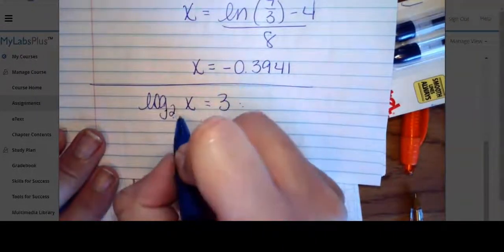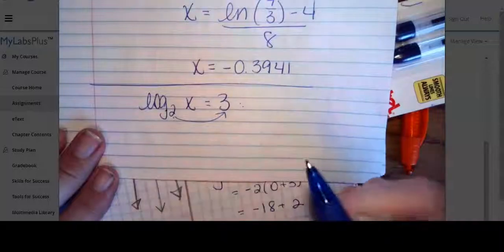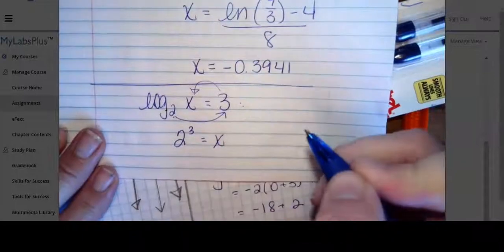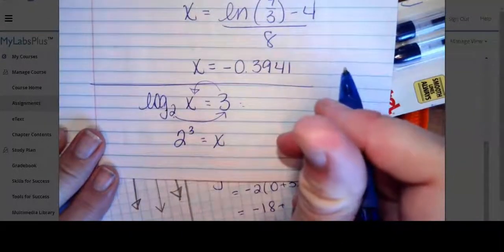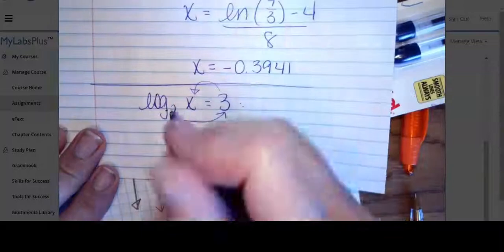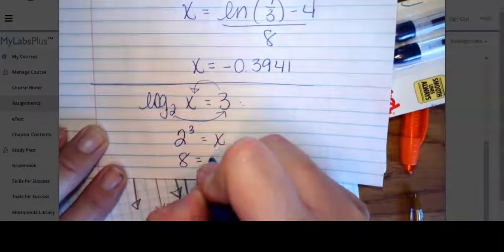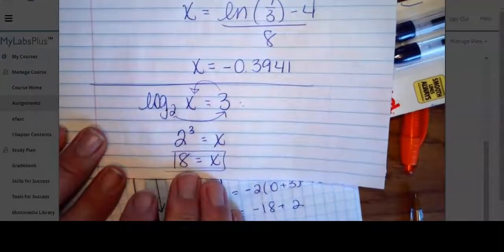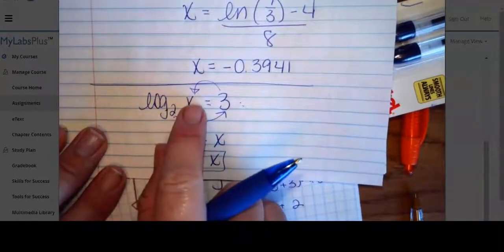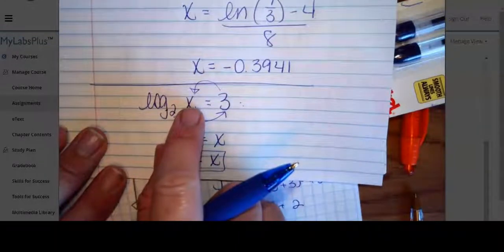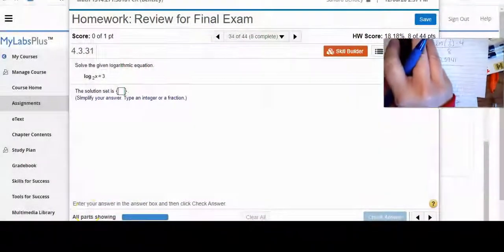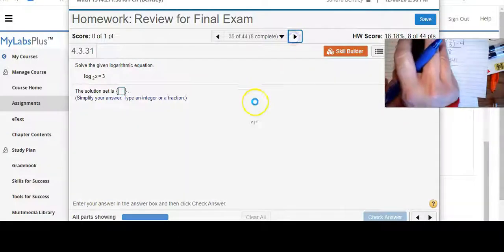So our strategy is to convert back to exponential. So this is your base. So 2 raised to the 3rd power equals x. Well, I happen to know what 2 to the 3rd is. 2 to the 3rd is 2 times 2 times 2, which is 8. Okay, so 8 equals x. You started in log world, so you better check your answer. So substitute back in. Is 8 positive? Yes. Is 8 not 0? Correct. So I'm allowed to use 8. So 8 is your answer.